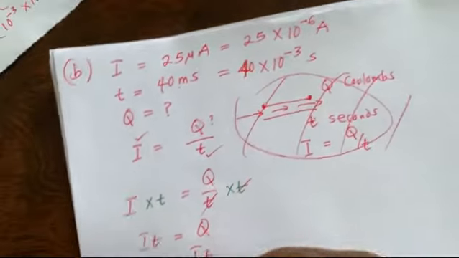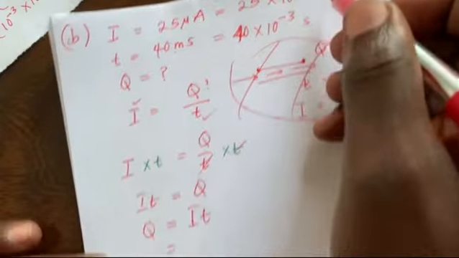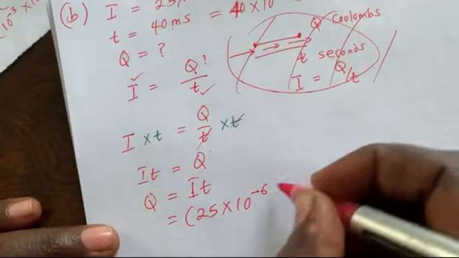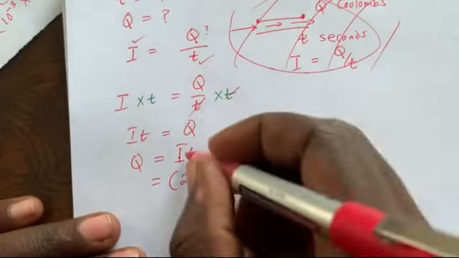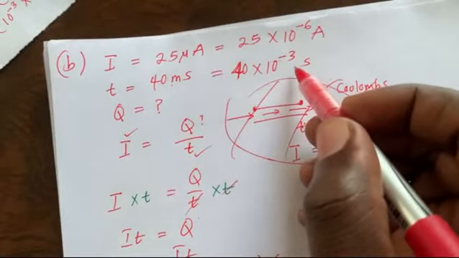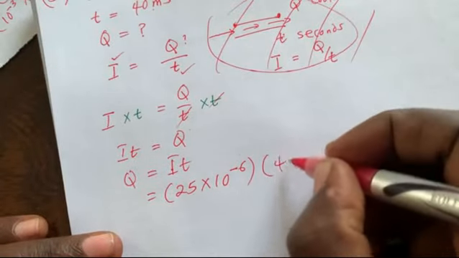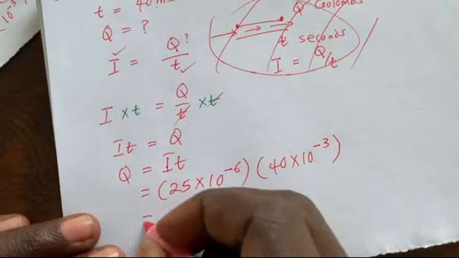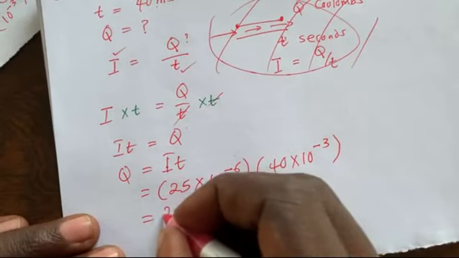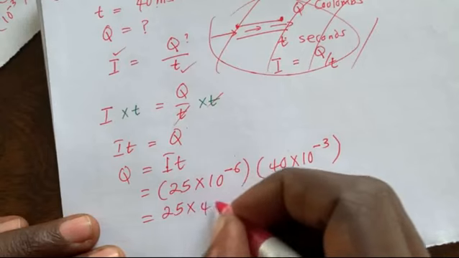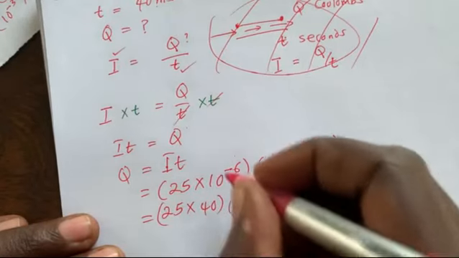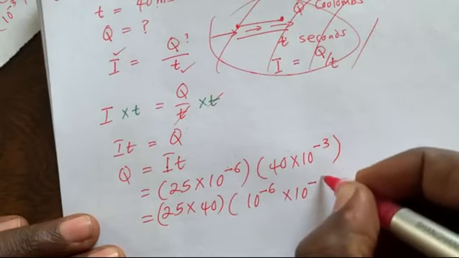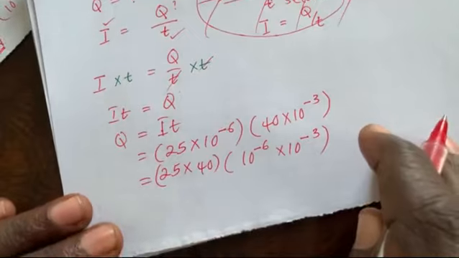Next, you substitute the I and the T given. Your I is 25 times 10 to the power of minus 6, so open bracket 25 times 10 to the power of minus 6. And then our T, 40 times 10 to the power of minus 3. Now we combine them: 25 times 40, then 10 to the power of minus 6 times another 10 to the power of minus 3.